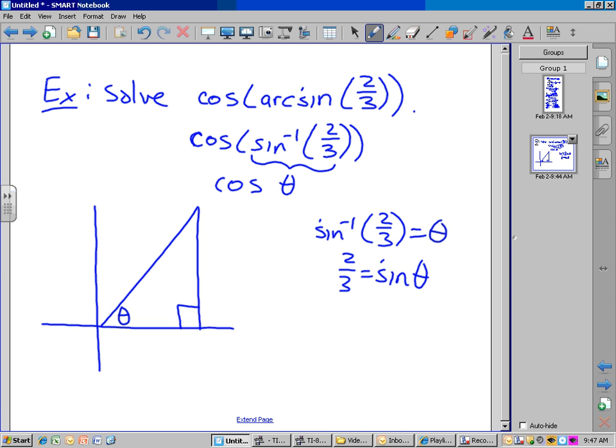Well, that's huge, because that turns into a problem we just had on the test. I give you a trig function, I want to know the other one. They're giving us sine. We want to know what cosine is. So sine tells us what? Opposite over hypotenuse. I need to know my adjacent, or the x value.